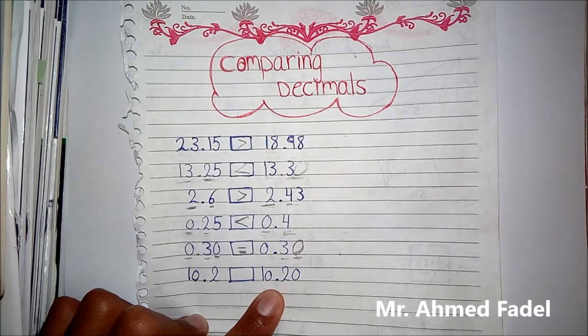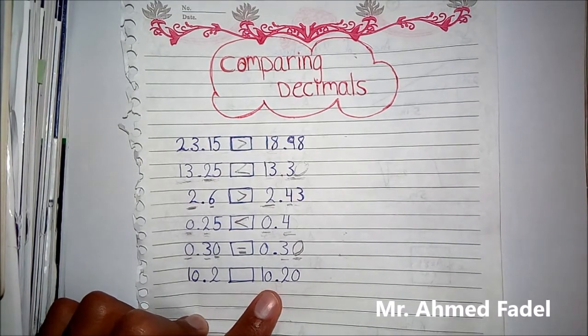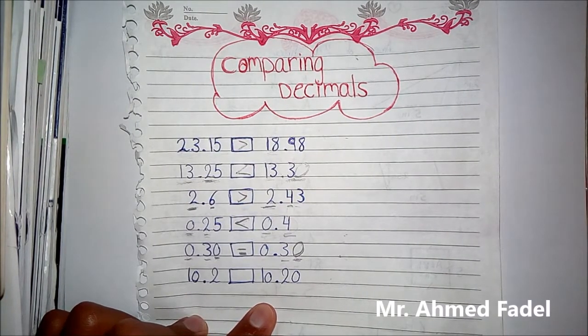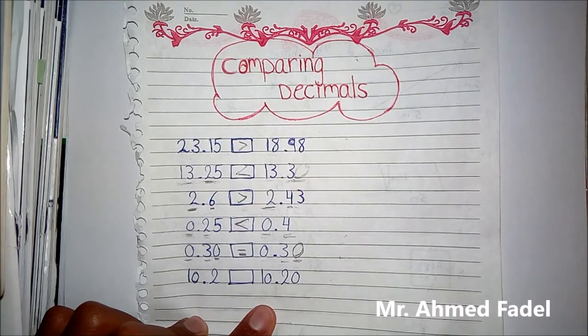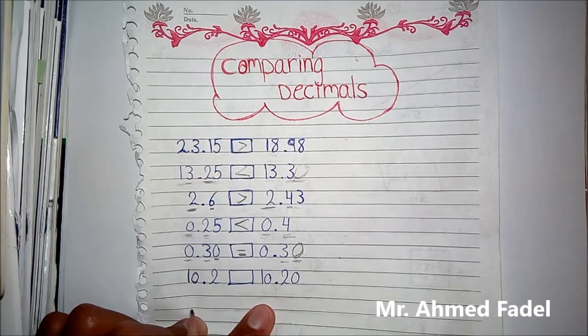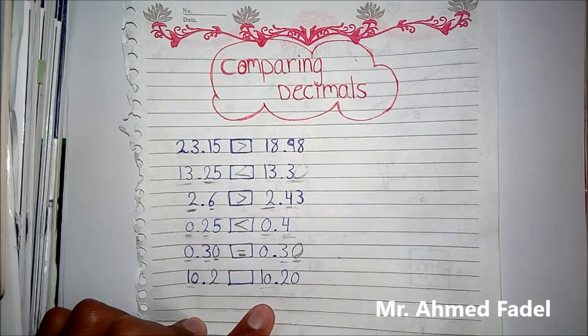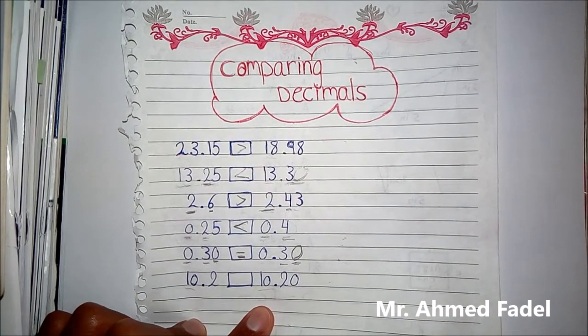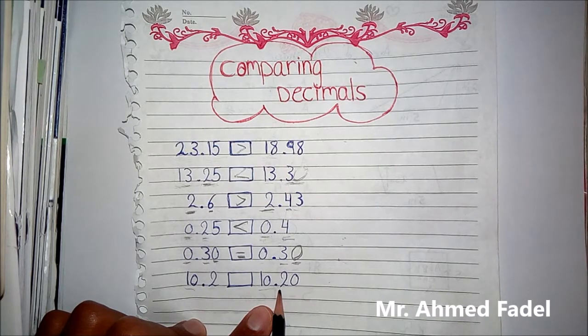The last question here, Mustafa Bana wanted to answer it, and Mr. Ahmed gave him the chance to. So 10.2 and 10.20. Mustafa said, I'm going to compare the digits before the decimal point. So he compared 10 and 10, and he found that both of them are equal. Then the next step, which Jana did, she compared the first digit after the decimal point with the first digit after the decimal point here. And Jana said they are the same, 2 and 2.